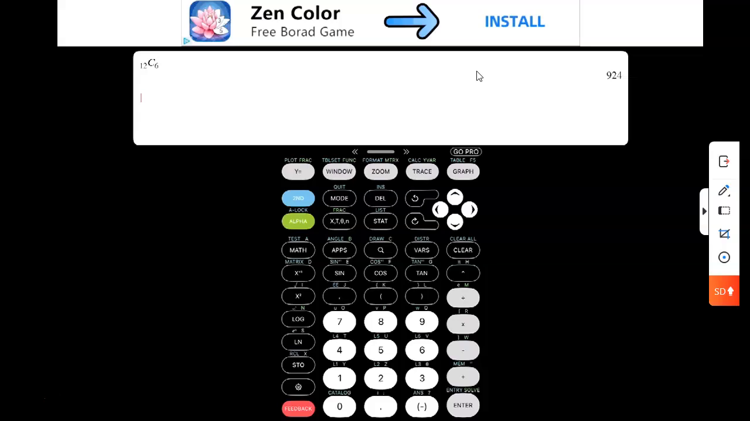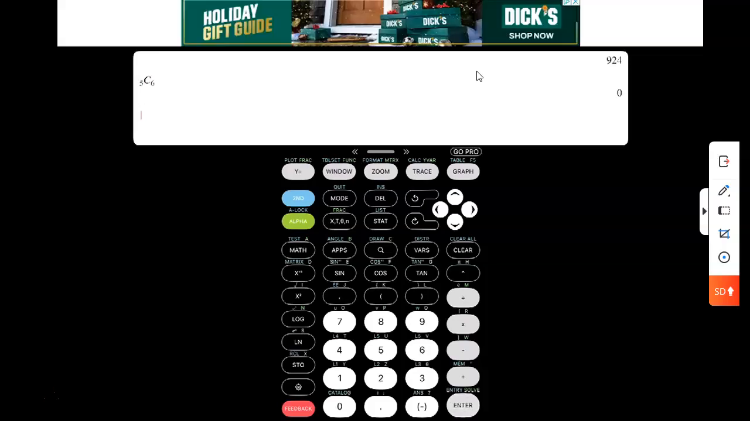Again, I don't know if my calculator is going to obey some of the other rules. I'm just going to do 5 nCr 6. My calculator happily gives me 0, so it is doing what it's supposed to do. That's how it works on your calculator.